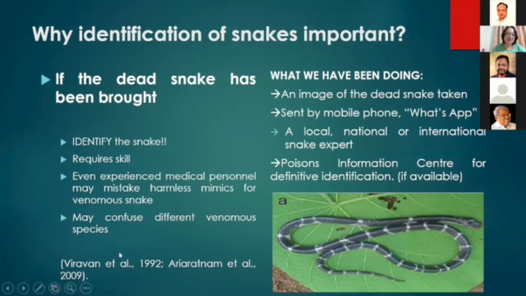This is there in an article by Viravan et al. and Ariaratnam et al. as well. So what we have been doing in our part of the world is that the image of the dead snake is taken. We all have mobile phones. It is sent by WhatsApp or Viber to a local, national or international snake expert, if we are lucky enough. And if it is available, it can go to the Poison Information Center as well for a definite identification.